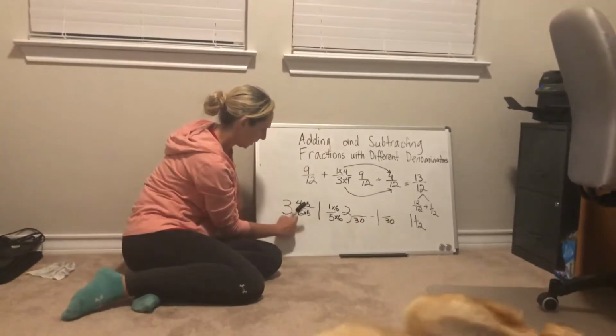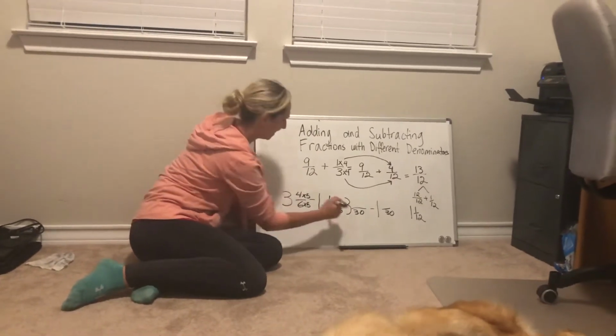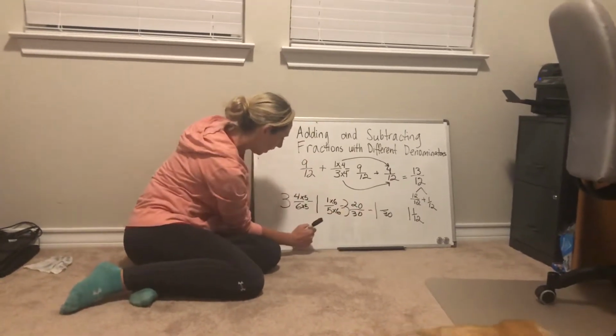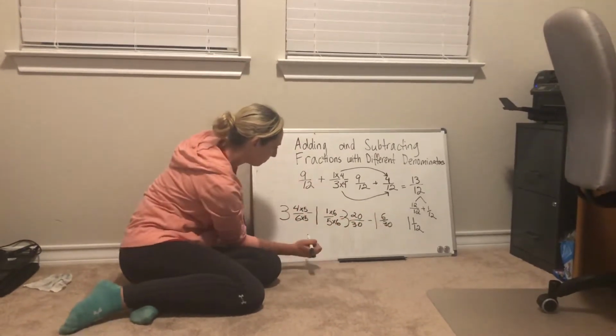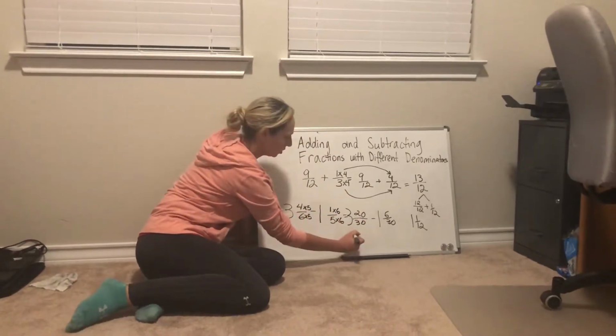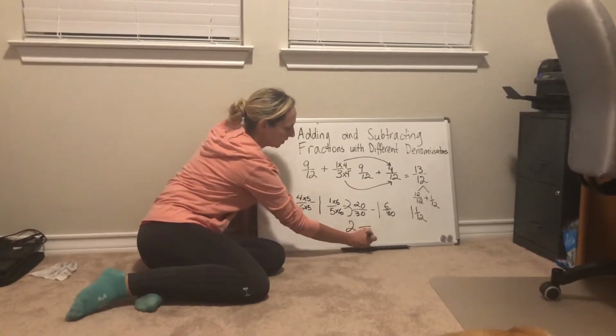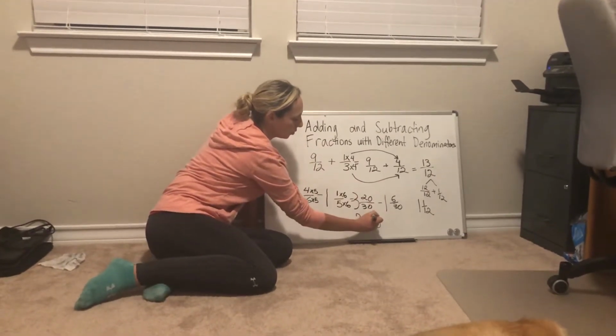So again, I have a denominator of 30. Numerator, 4 times 5 is 20. Denominator is 30, 1 times 6 is 6. My whole number stays the same. 3 minus 1 is 2. Denominator is 30. 20 minus 6 is 14.